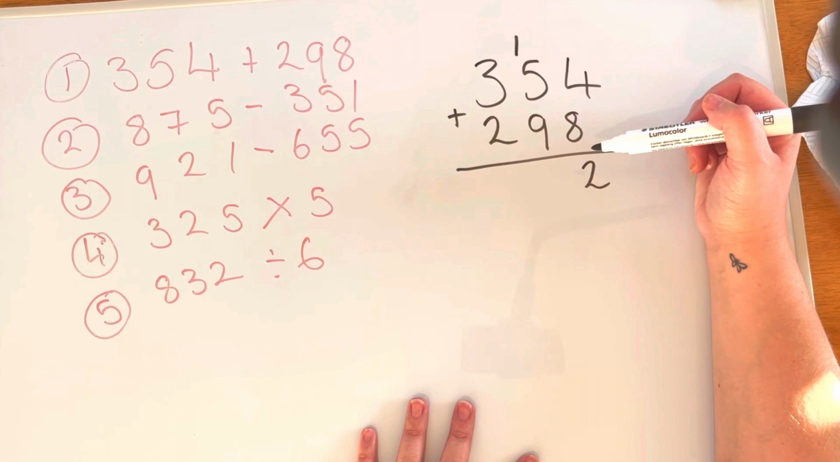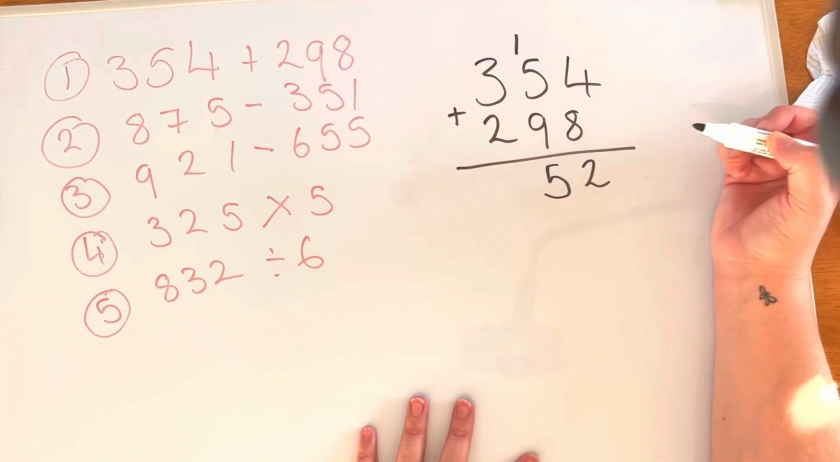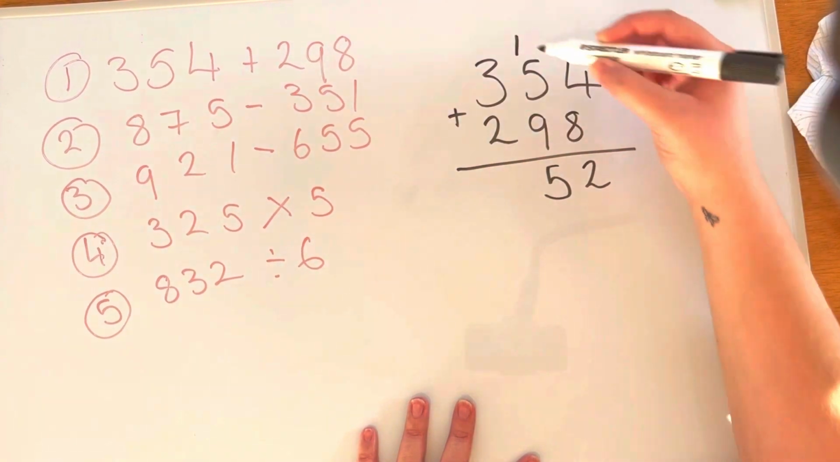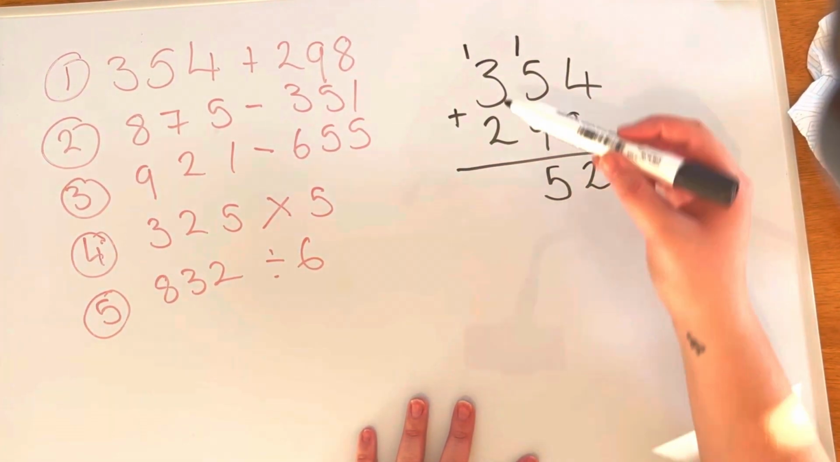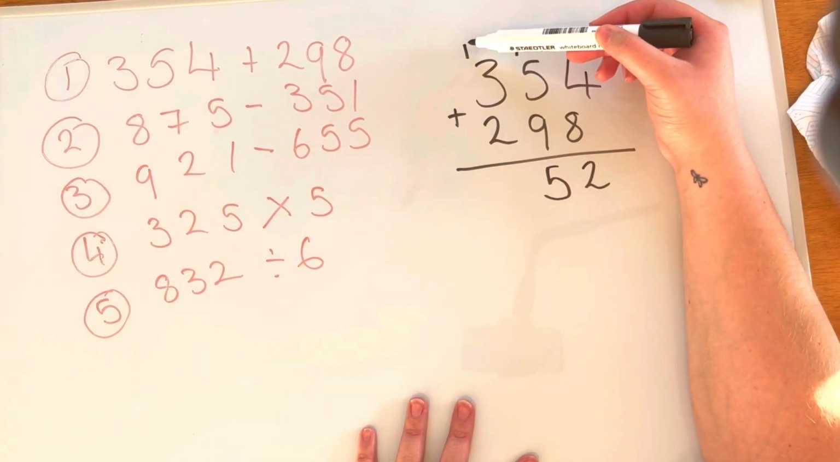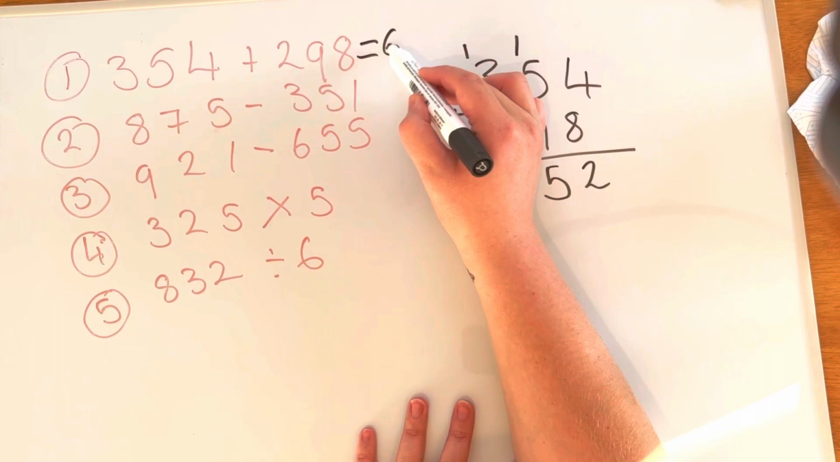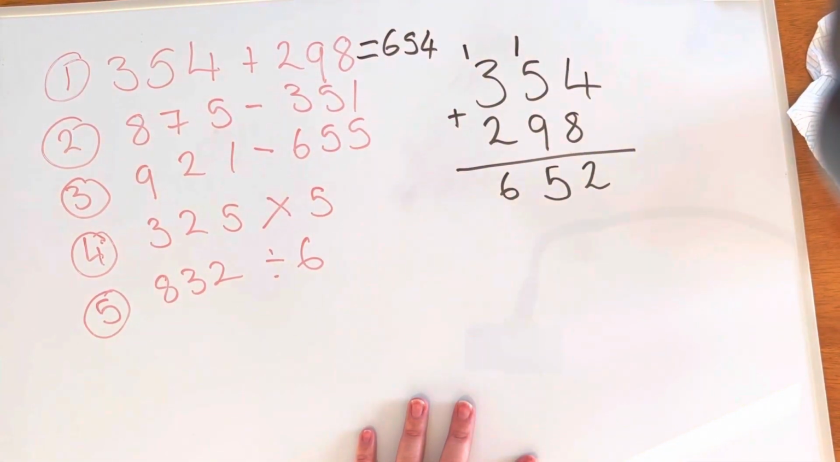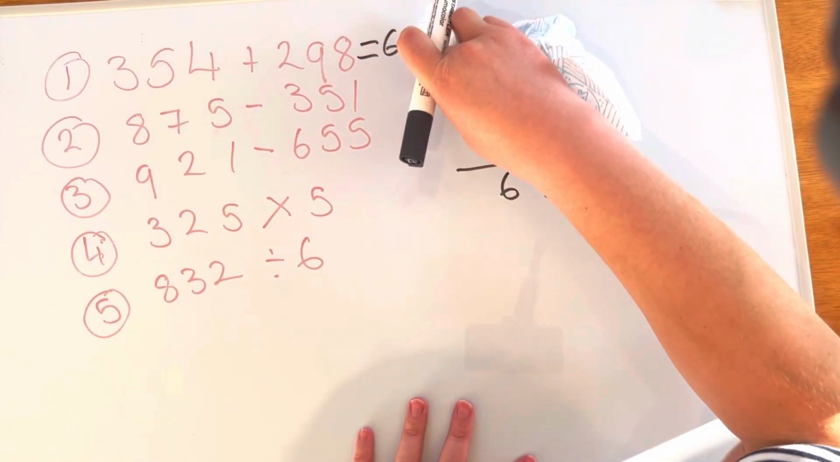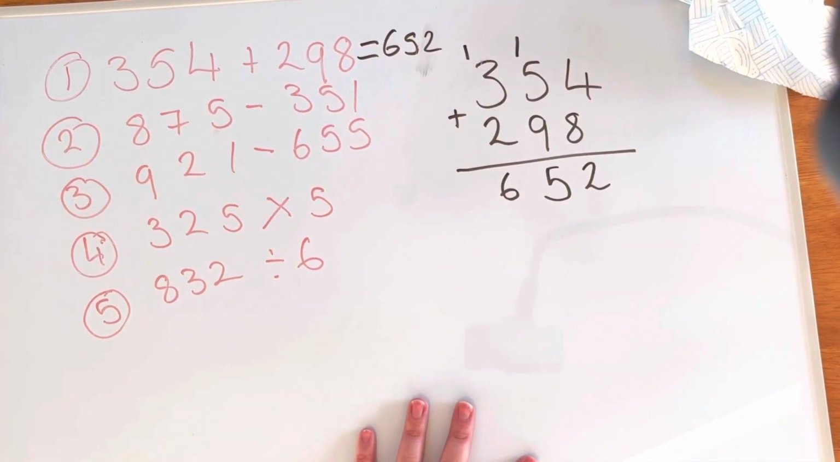90 add 50 is 140. Add another 10 is 150. So we put our 5 there for our 50, carry our 100 over. 300 plus 200 is 500, plus our extra 100 is 600. So our answer to number 1 is 654. Oh, no, it's not, 652. Make sure you copy your answer down correctly.